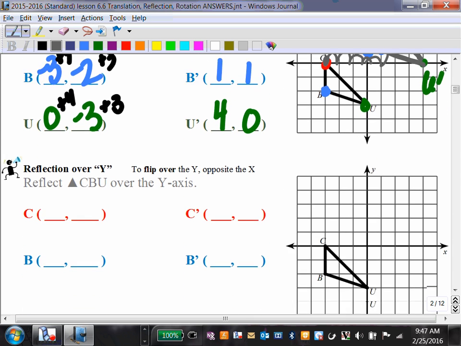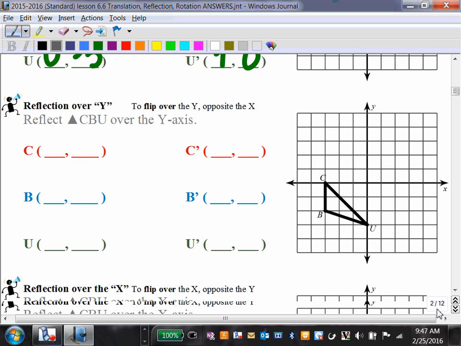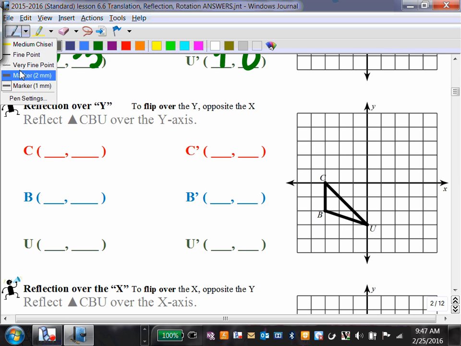Next one. Start getting your original points again. It's the same original point.